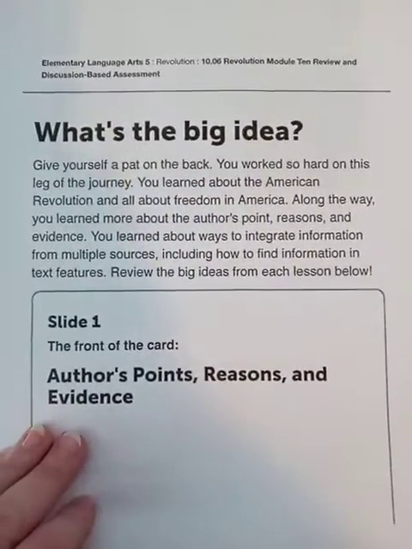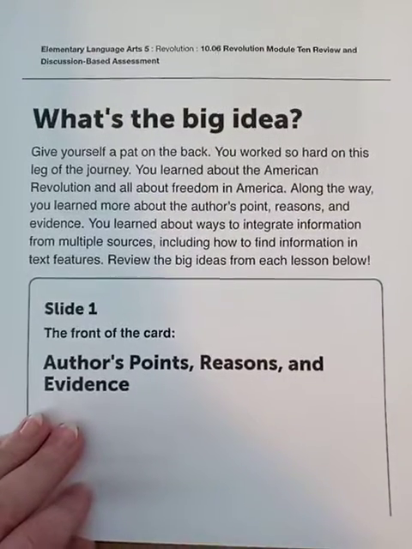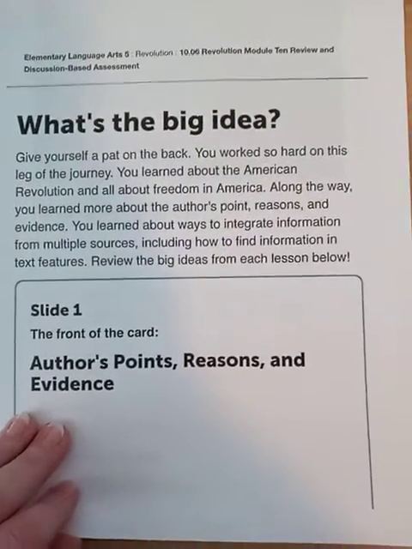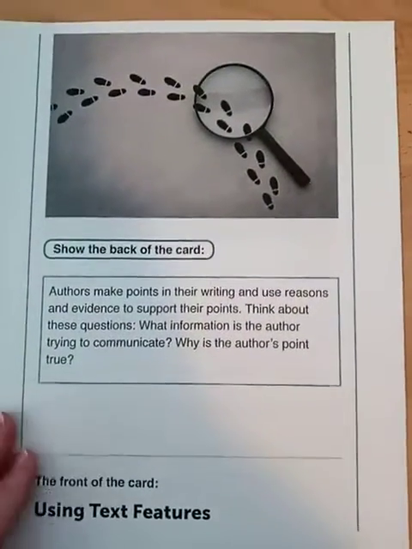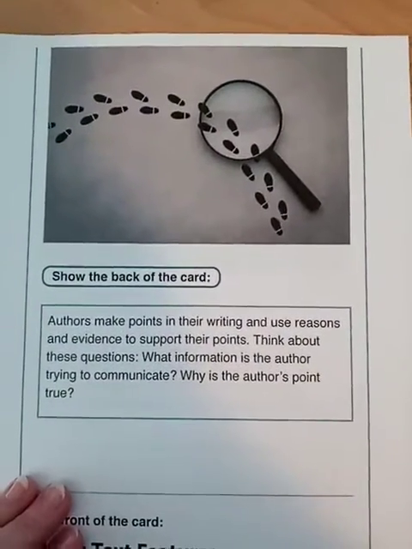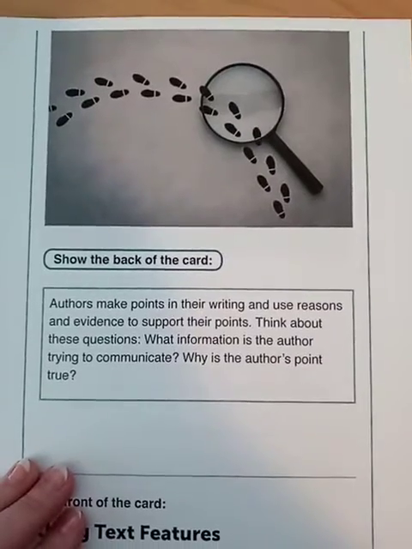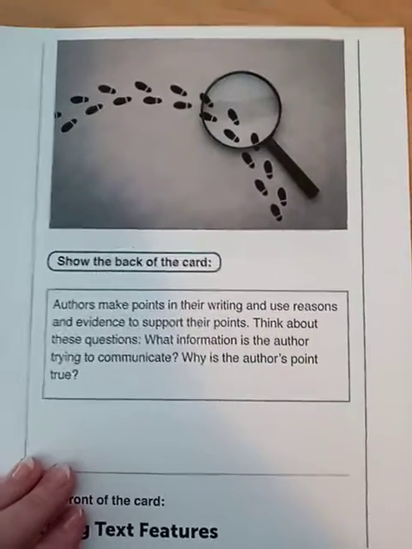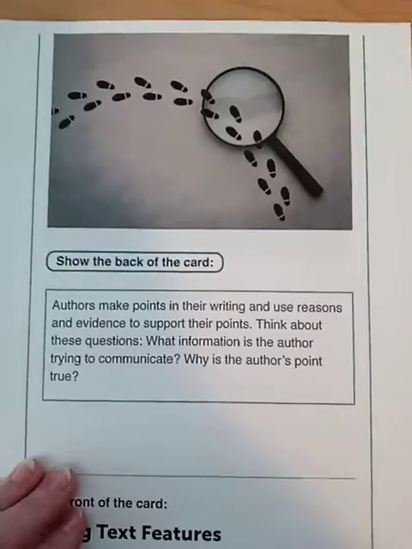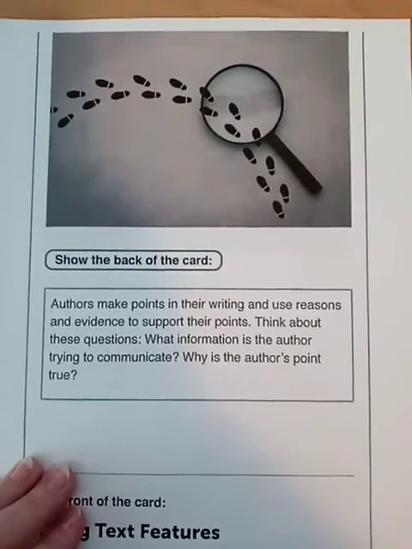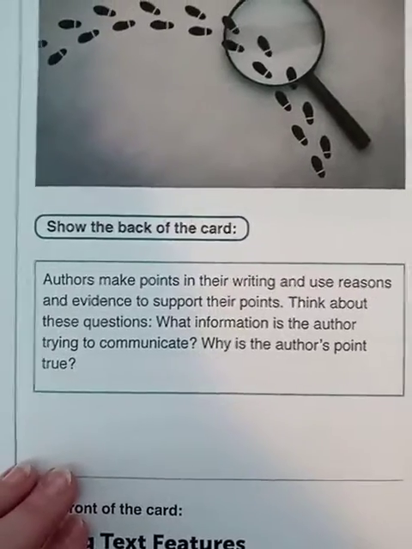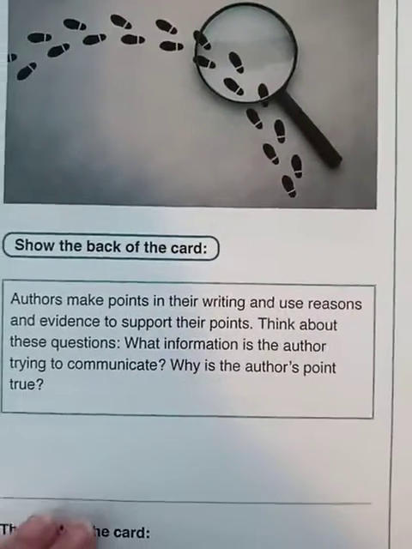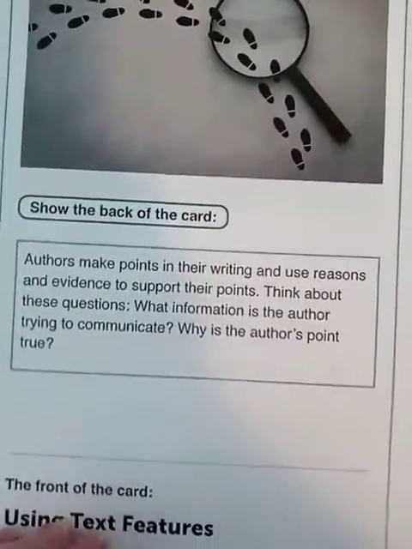Let's review the big ideas. First, we're going to take a look at author's points, then reasons and evidence. So let's talk about author's points. Okay, you see the footprints? These are the author's points. Authors make points in their writing, and they use reason and evidence to support their points. Think about these questions. What information is the author trying to communicate? Why are the author's points true?